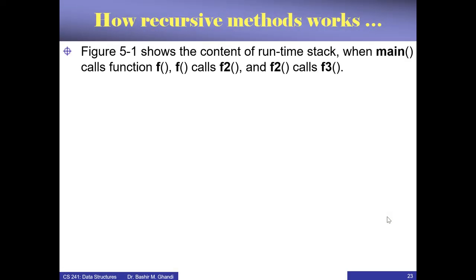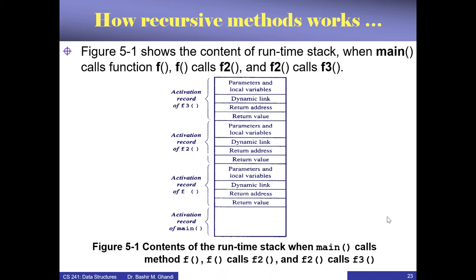Okay, let's take an example to make this clearer. In this figure, we are assuming that the main method calls a function F. Of course, once you start the program, there will be an activation record for the main method itself. Now suppose within main you call a method F, then there will be an activation record for the method F.